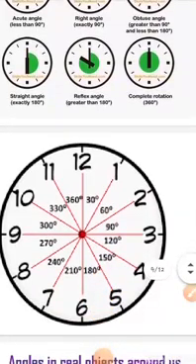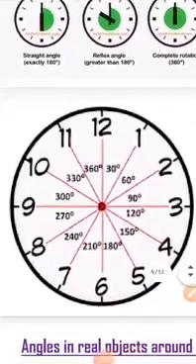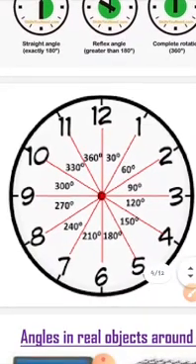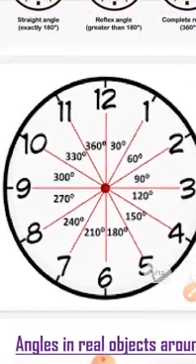Not only angles, in the clock you have degrees as well. So this is a rough calculation of how the degrees are calculated in the clock: 30 degrees, 60 degrees, 90 degrees, exactly the L shape, and the straight line, 180. Likewise, you will have these degrees to compare in the clock.